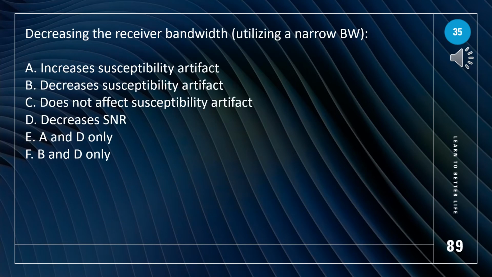Decreasing the receiver bandwidth. A. Increases susceptibility artifact. B. Decreases susceptibility artifact. C. Does not affect susceptibility artifact. D. Decreases SNR. E. A and D only. F. B and D only. The answer is A. Increases susceptibility artifact.